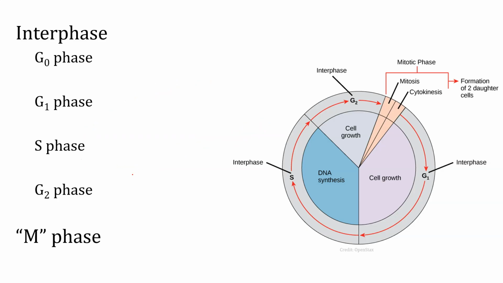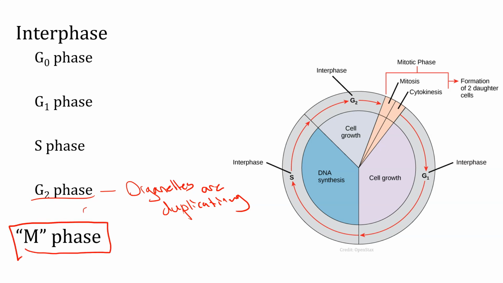All right, now once the DNA has all been copied, other stuff needs to be duplicated. So in the G2 phase, the big thing that's happening here is that the organelles are duplicating as well. So we've got two sets of genomes, we've got two sets of organelles, and once that's accomplished, then we are ready for the M phase, and the M phase is where the cell is actually going to go through the specific events that cause its division.